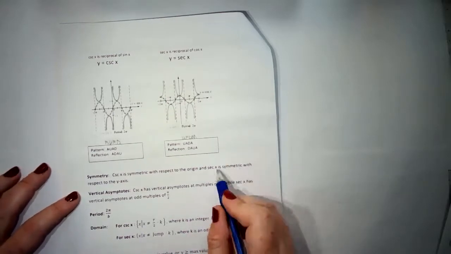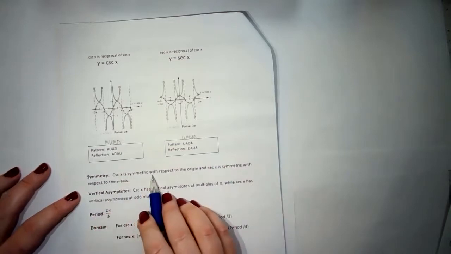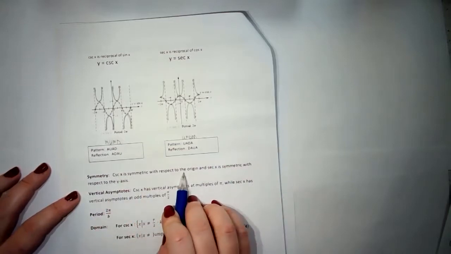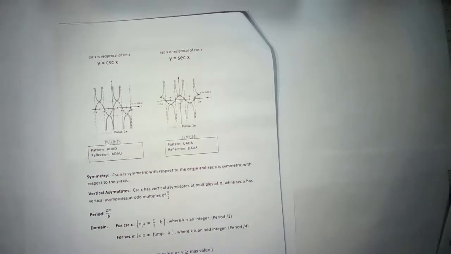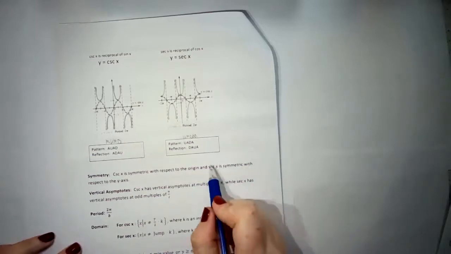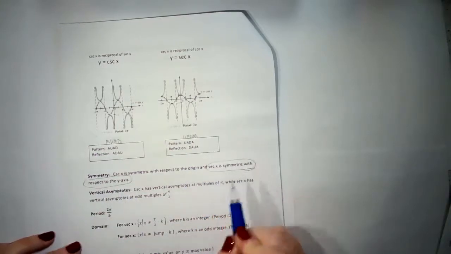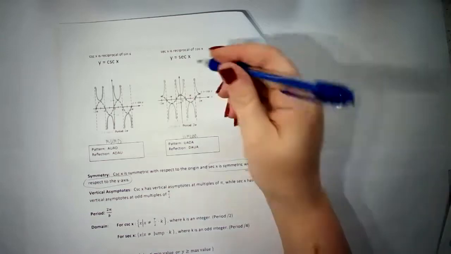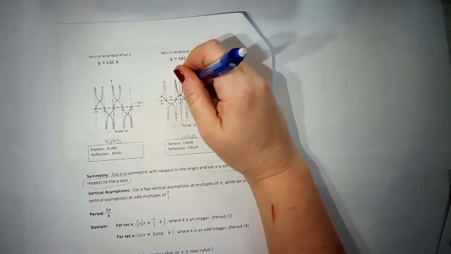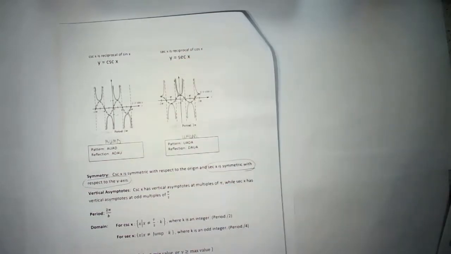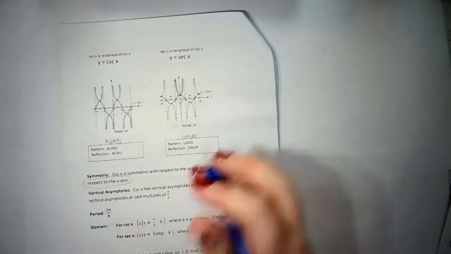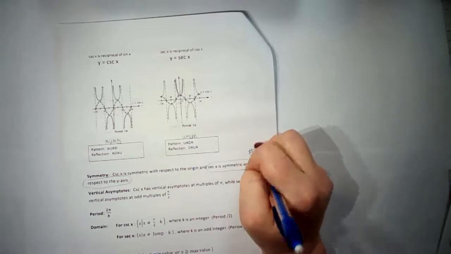Cosecant is symmetric with respect to the origin. So remember, you can fold it on the y-axis and the x-axis. Secant is symmetric with respect to the y-axis. I can just fold it right in half because look what secant does. It splits the y-axis. That's why it's symmetric to that. So this is MyMathLab number 2.